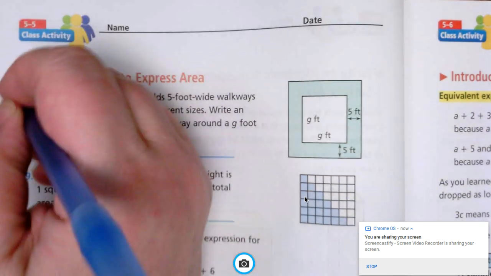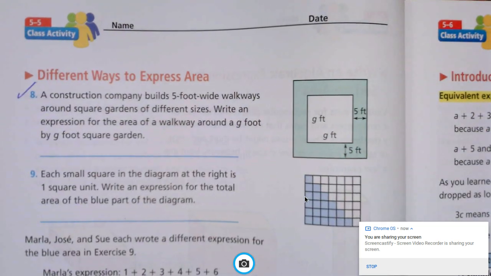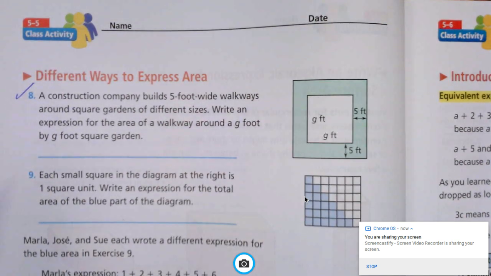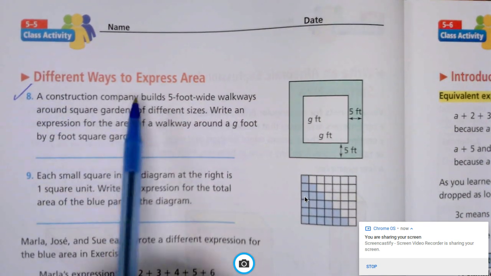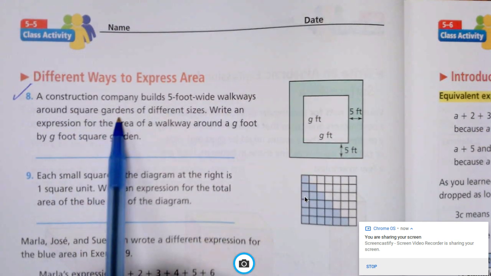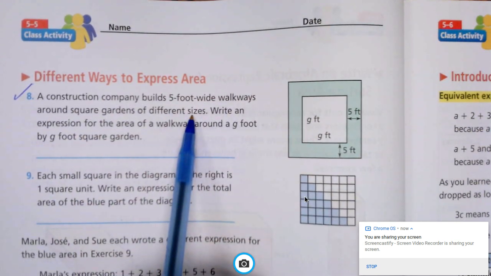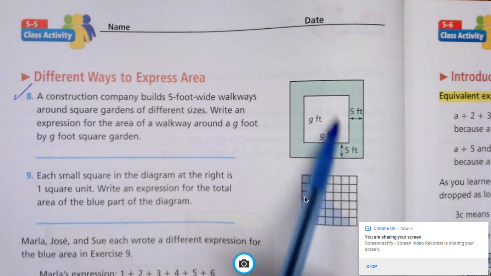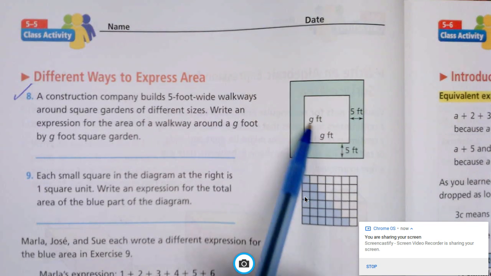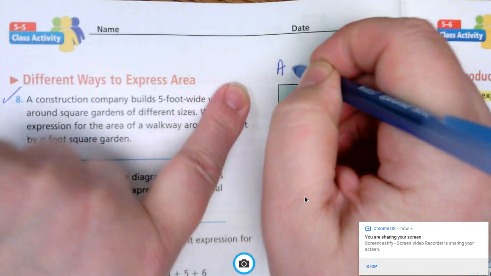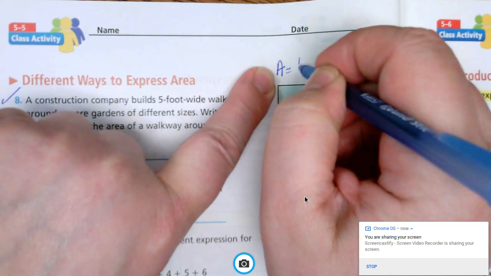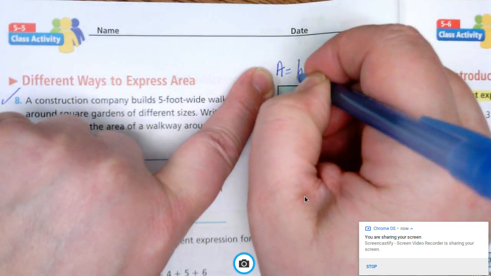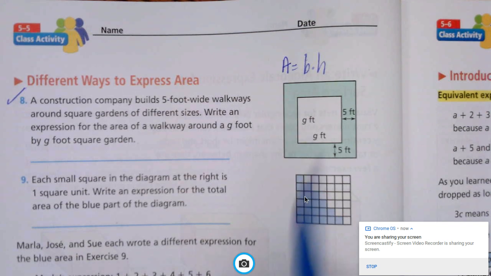I'm going to put a little check mark here because that tells me I read it once. I'm going to read it again. A construction company builds 5-foot wide walkways around square gardens of different sizes. So that should tell me the white area might change from time to time, and that's why it's represented with G. And I know that the area of a square or a rectangle is base times height, or length times width.